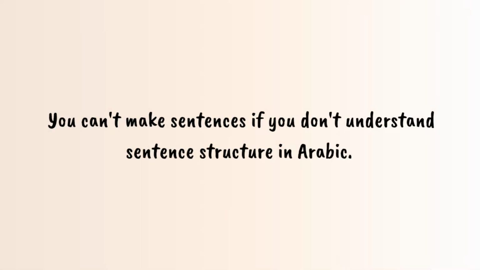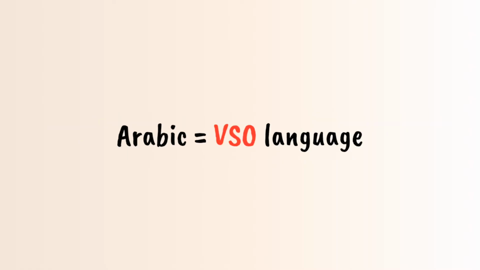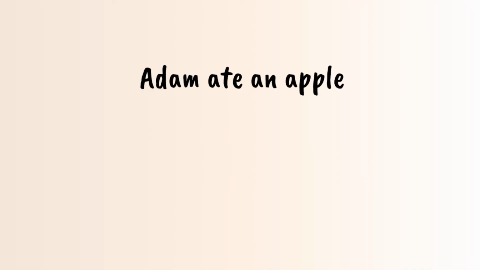You can't make sentences if you don't understand sentence structure in Arabic. Arabic is primarily a VSO language. A VSO language is one that has a basic verb, subject, object, word order. In English we say, Adam ate an apple. We have the subject first, then the verb, followed by the object.